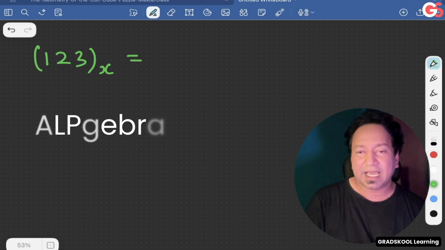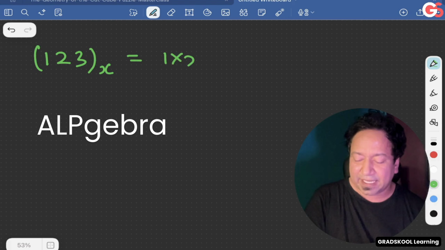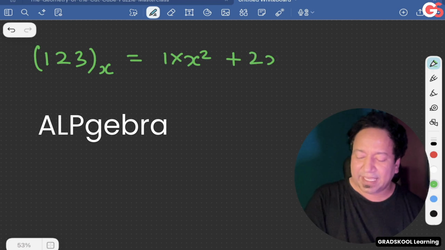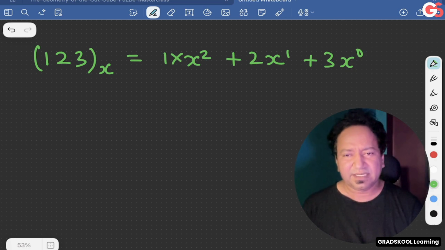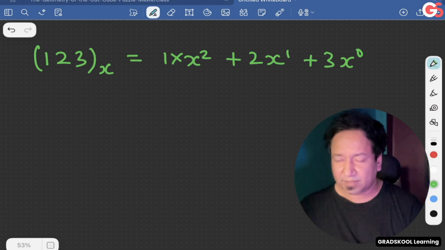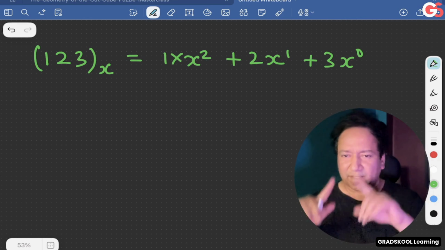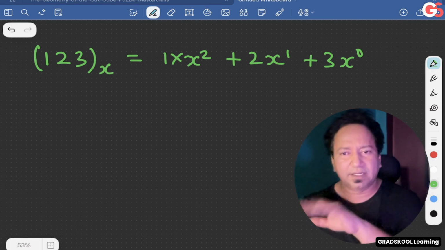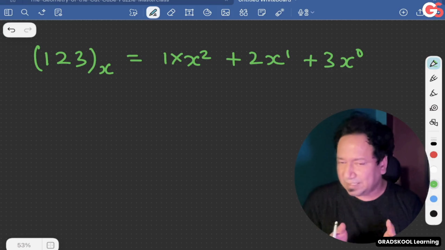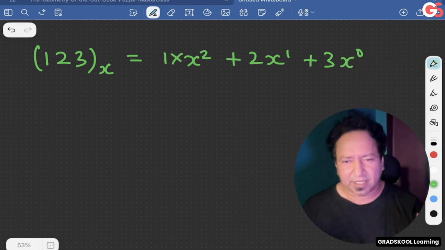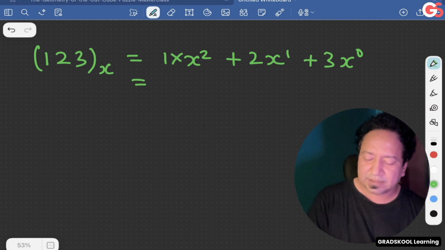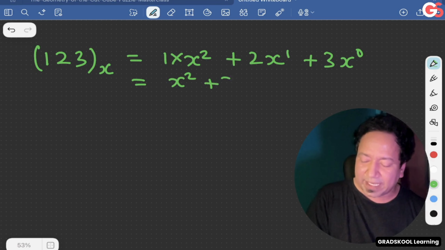If I expand this, what will I get? I'll get 1 multiplied by x squared plus 2 multiplied by x to the power 1 plus 3 multiplied by x to the power 0, in the same way as earlier, like 10 to the power 2, 10 to the power 1, 10 to the power 0, and so on. If it is a 4-digit number, in the decimal system it starts with 10 to the power 3, that is thousands, then hundreds, then tens, then ones. If I take it as x, x can be anything: 10, 7, 6, whatever, depending on the number of digits they're using. So this is nothing but x squared plus 2x plus 3.